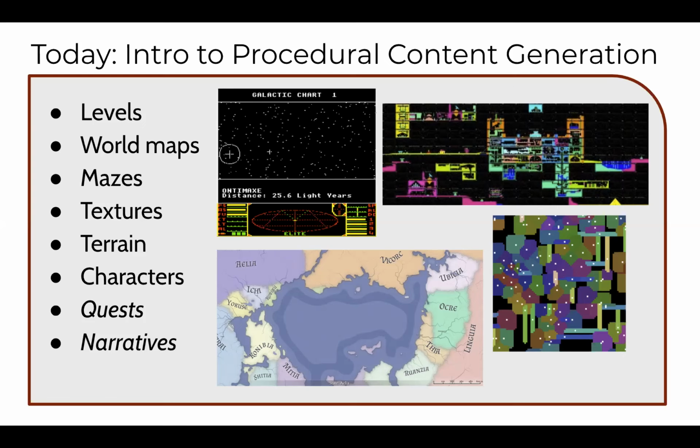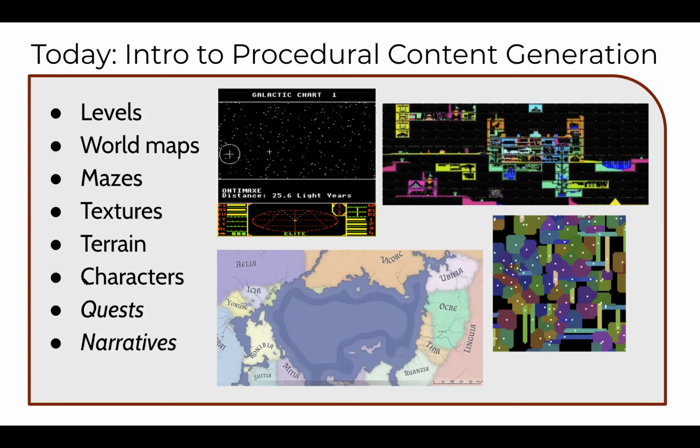And some people would say, yes, it's pretty much any aspect of a game that you could generate through some procedure or process rather than doing it by hand. And some people would say, well, there are some things that are more like behavior, and any kind of game AI is sort of procedural behavior generation, but content refers strictly to those things that are fixed at the start of the game usually. So we're usually talking about things like levels, world maps, mazes, dungeons, details of the level, like textures and the terrain that you might see in the world.